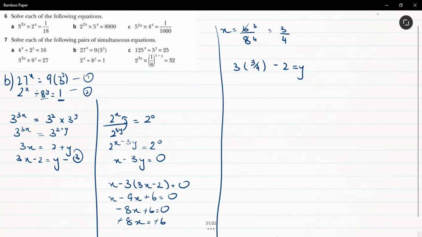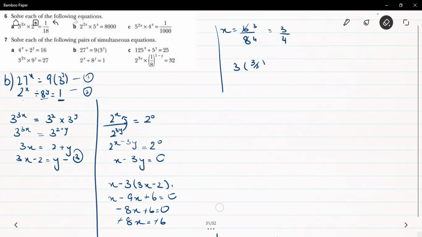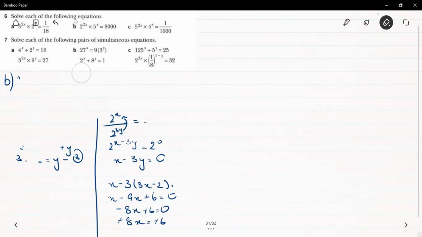So again, just simply plug these values into your calculator. So we are going to get 3 over 4 multiplied by 3 minus 2, and that is going to give you positive 1 over 4. y is equal to positive 1 over 4. And that's our two values for x and y for part B. Okay. And now let's go forward.